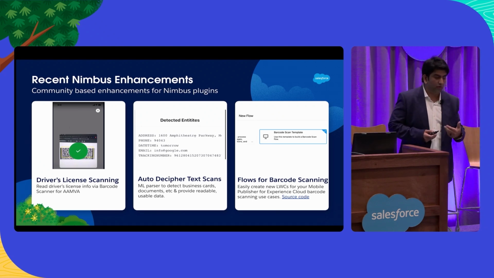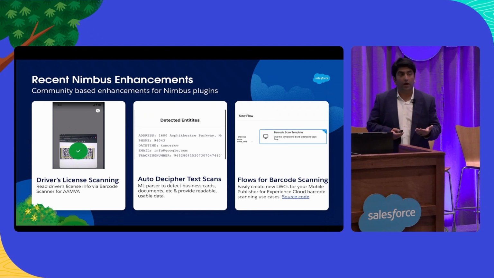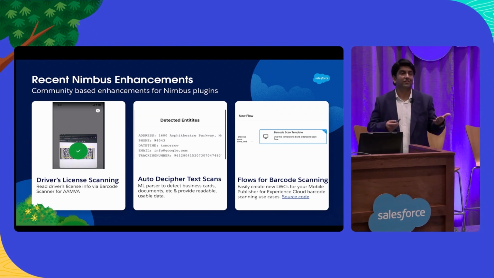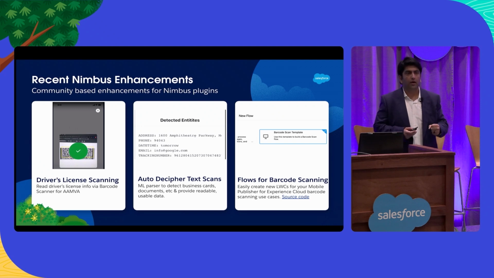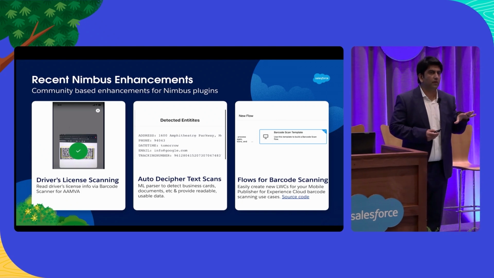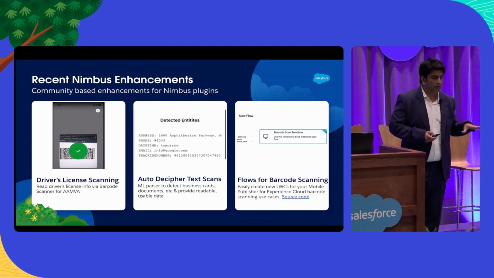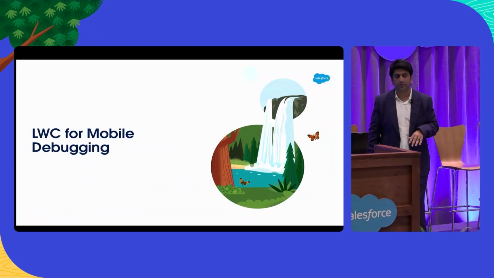Auto-deciphering text scan using OCR capabilities. I mentioned the business card scan reader as an example, but if you have other documents that you want to scan and extract data from, you can do that in Mobile Publisher as well. And lastly, because barcode scanning and scanning use cases are so popular in B2C, we've enabled this as a flow in Experience Builder. So these are the recent Nimbus enhancements.